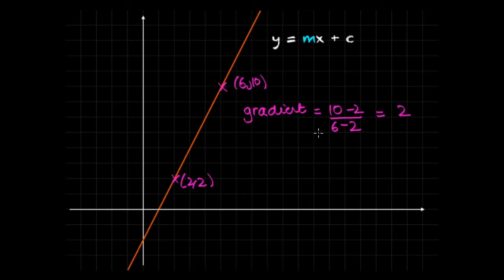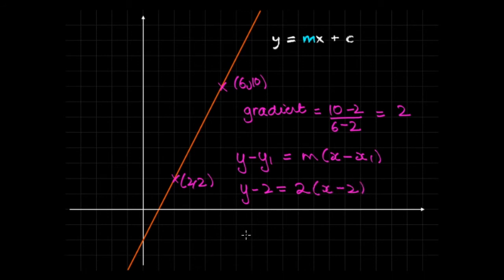At this point, we can use the equation y minus y1 equals m times x minus x1, where x1 and y1 are any point on the line. So we could use the point (2, 2), or we could use the point (6, 10). Let's use (2, 2), so y minus 2 is equal to m, which is 2, times x minus 2, and so expanding is going to give us y equals 2x minus 4 add 2. So minus 4 add 2 is minus 2.